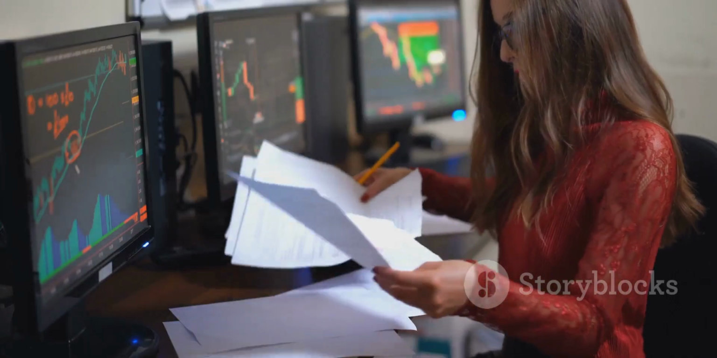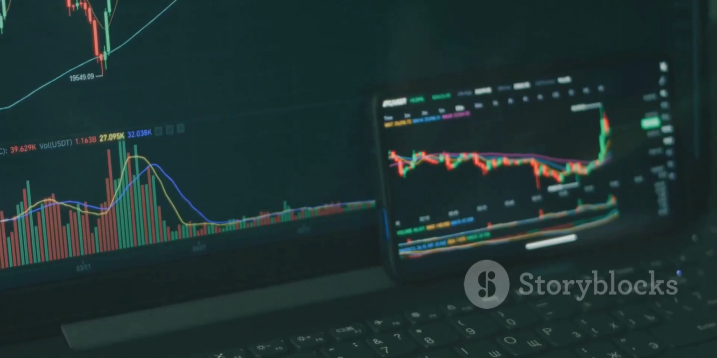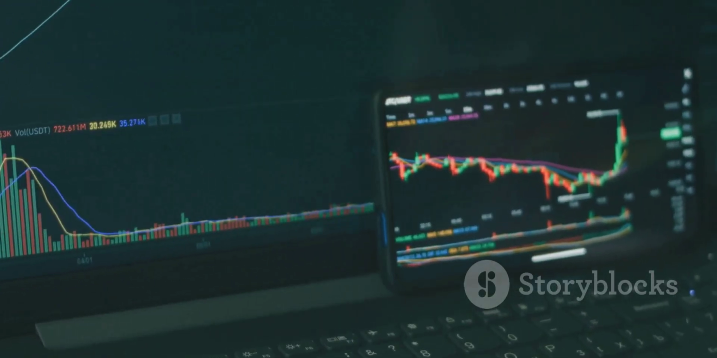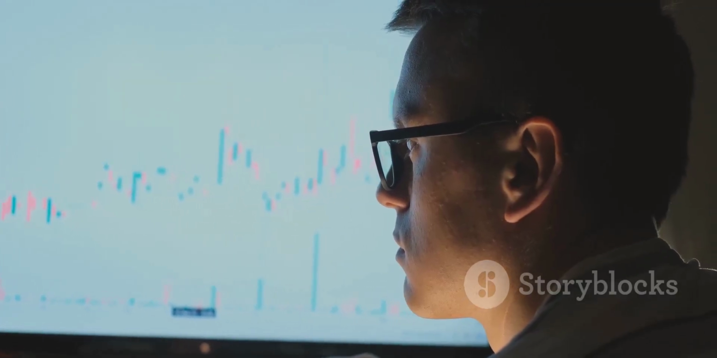Profit target. Set a profit target based on your risk tolerance and market conditions. A common approach is to aim for a risk-reward ratio of at least 1 to 2, meaning you aim to make twice the amount you're risking on the trade.